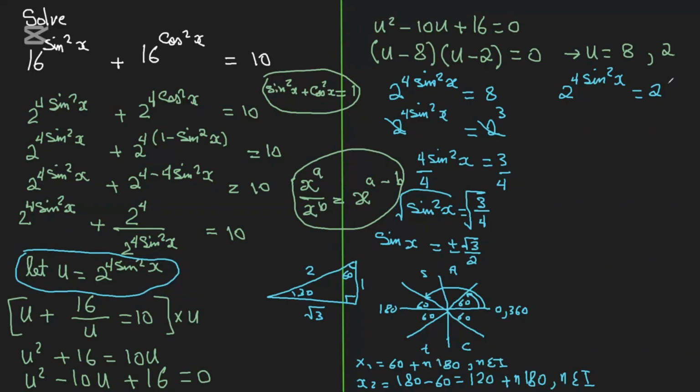We have to do this. We know that's 2 to the power of 1, so I'm just going to cancel. And I have 4 sine squared x equals 1. I'm going to divide both sides by 4, and I'm going to get sine squared x equals 1/4. I'm going to square root both sides. I'm going to get sine x equals 1/2. And the angle that has a sine of 1/2 is 30.